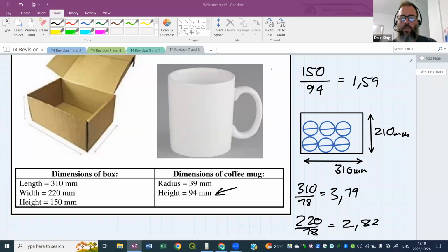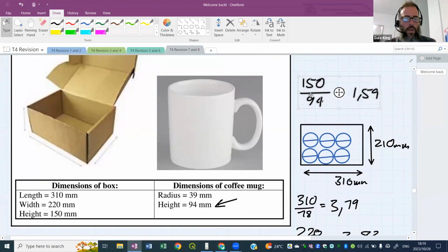All right. We can do 3 lengthways. We can do 2 across the width. There's only space for 1.59 mugs high. If it was 2 or more, we could stack 2 mugs on top of each other and it would be 12. But we can't. So we're stuck with 1 mug high. We can't put another on top. So all we can do is 6 mugs.